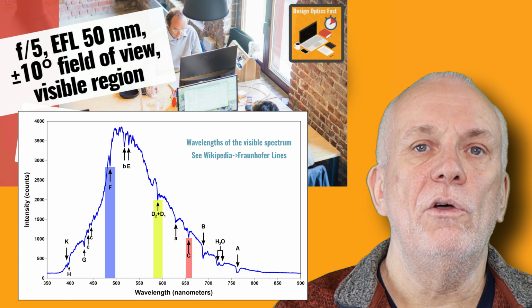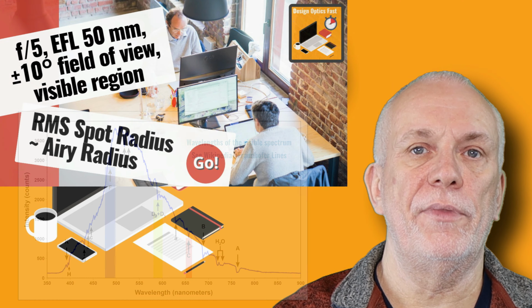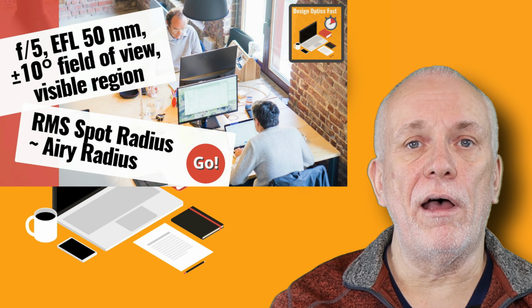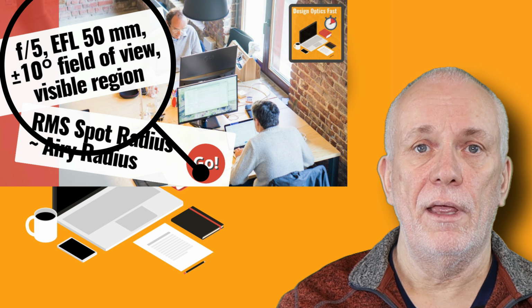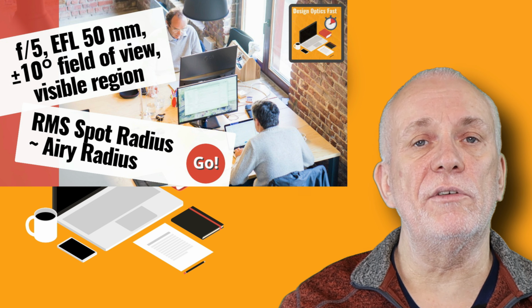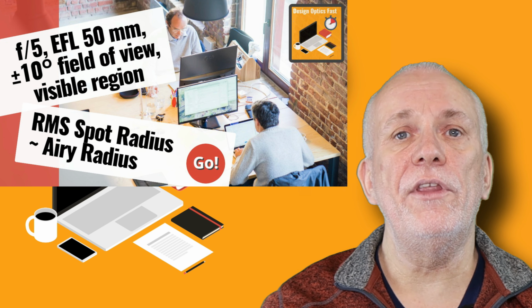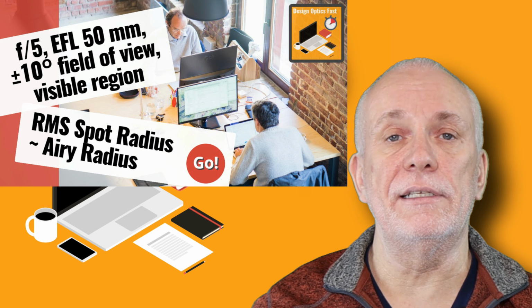The D line will be the primary wavelength. The lens will be f5 and have a focal length of 50 millimeters. The field of view will be plus or minus 10 degrees, and the object will be at infinity.